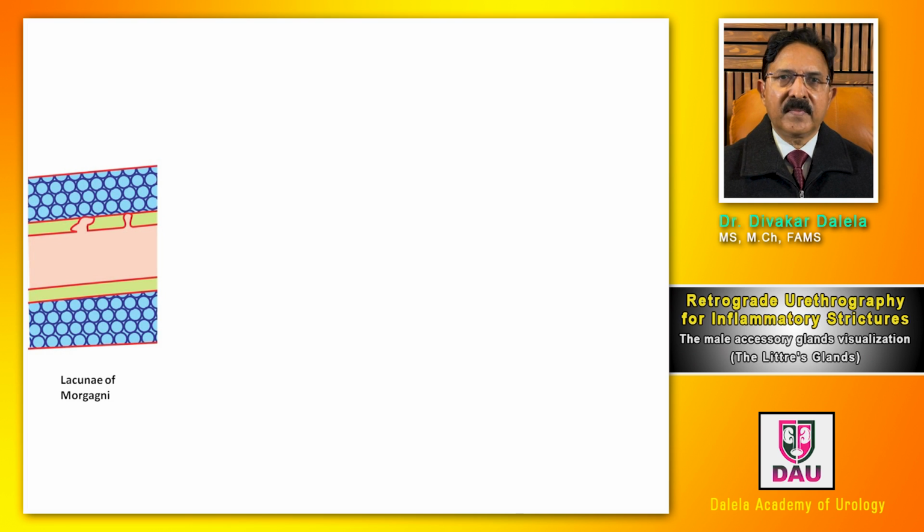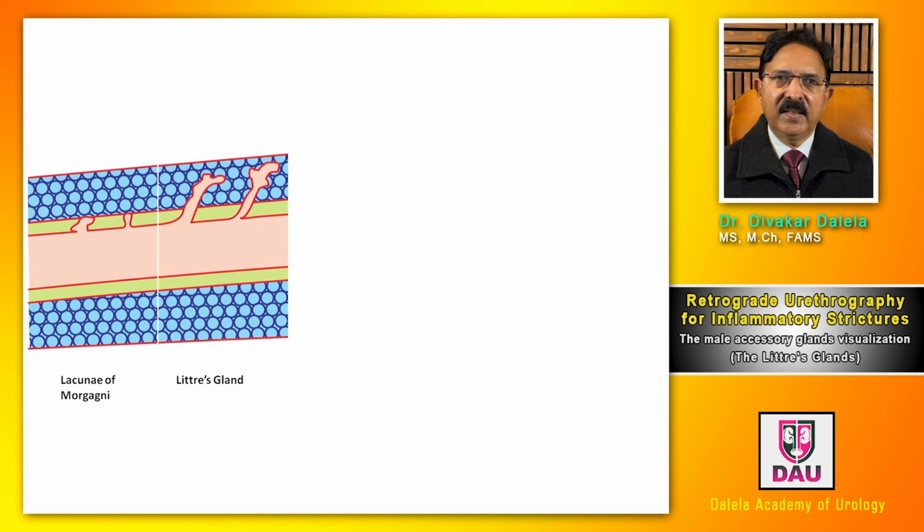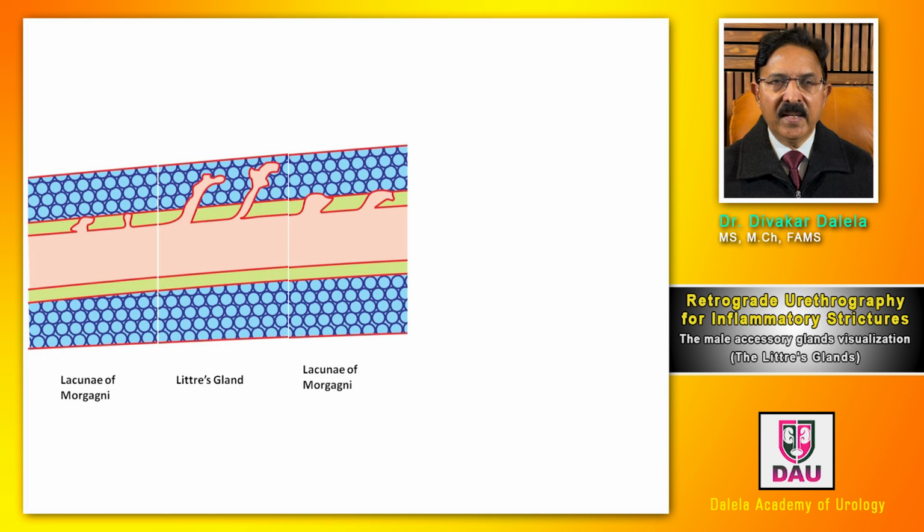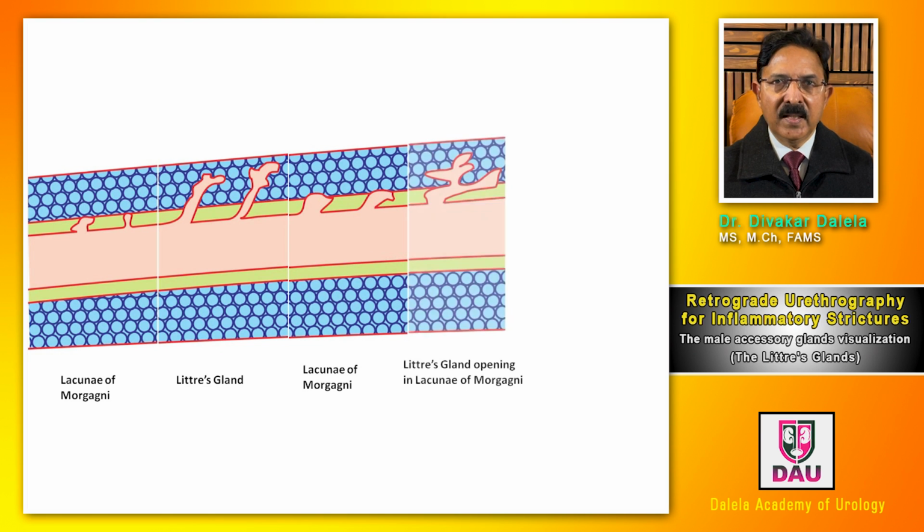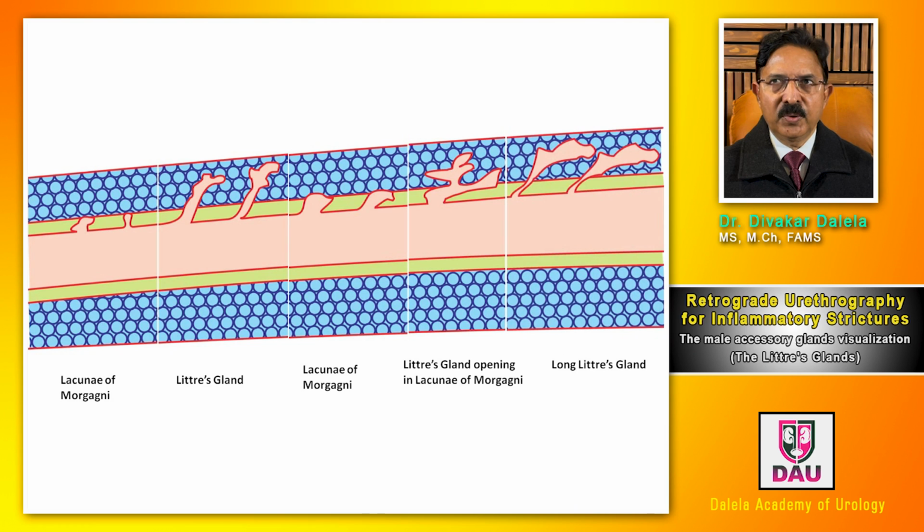Now, if you look at the diagram which I showed you in the beginning, where I asked what these structures are, and said you will say in one go that everything is Littre's gland. But look here. This one is showing you a lacuna Morgagni in the mucosa. This one is showing you Littre's glands lying in the spongiosal tissue. This one is showing you again a wider lacuna Morgagni, and this one is showing you Littre glands opening in the lacuna Morgagni, and then this one is showing you a long Littre gland, which is a long duct and a long gland.